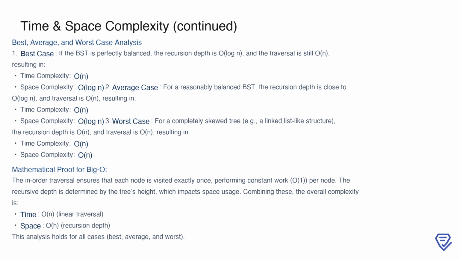However, in the worst case, where the tree is completely skewed, essentially forming a linked list-like structure, the height of the tree becomes O(n), leading to both time and space complexities of O(n).